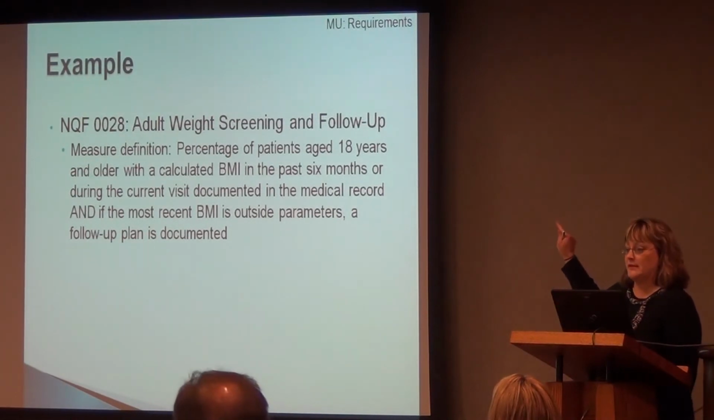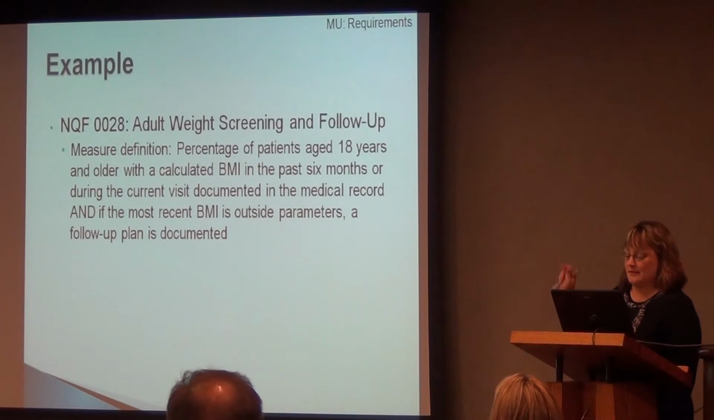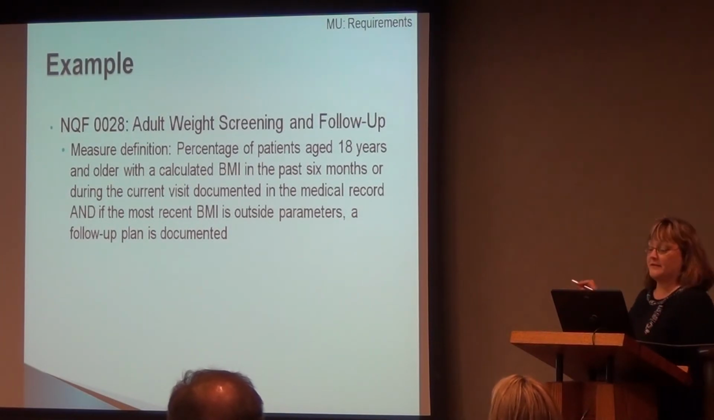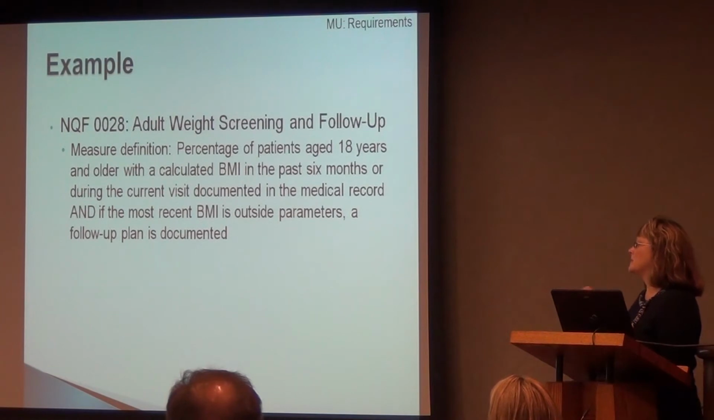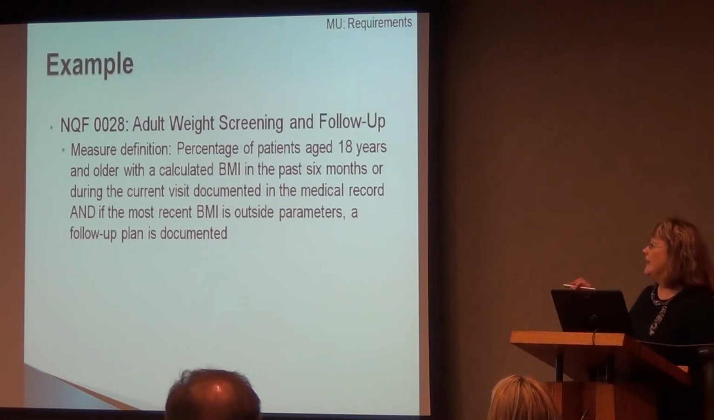Do you want me to keep going with examples? This is good? Okay. This is the adult weight screening. The follow-up measure definition is percentage of patients who are 18 and older with a calculated BMI in the past 6 months or during the current visit documented in the medical record. And if the BMI is outside parameters, a follow-up plan must be documented.